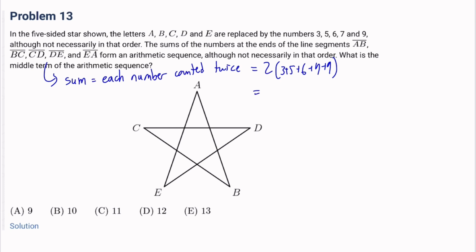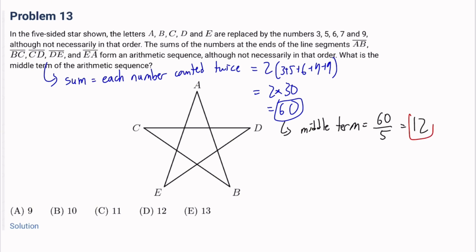And that's going to be equal to 2 times 30, which is 60. And so 60 is going to be the sum of all the numbers in the arithmetic sequence. So our median, our middle term, is 60 over 5, right? Because it is also the mean. This is equal to 12. So that's our answer. The answer is 12.